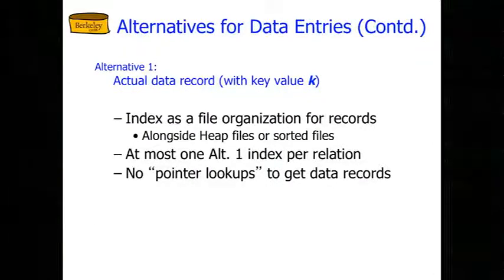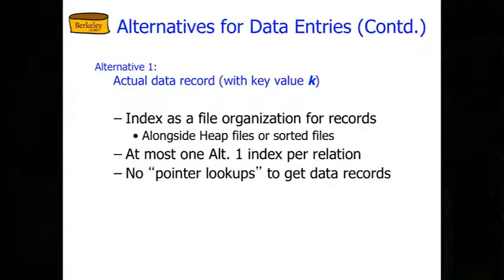All right, so let's go through these alternatives a little bit. In alternative 1, we store the actual data record. The index in that case is actually the file organization for the keys. So this is what that clustered file I was talking about was. If you have a clustered index, alternative 1, it's a storage of a relation. All the tuples of the relation are stored in there. So we can compare it to heap files and sorted files. Now, we're only going to allow you to have one alternative 1 index per relation, because we're only going to store each full tuple once in the database.